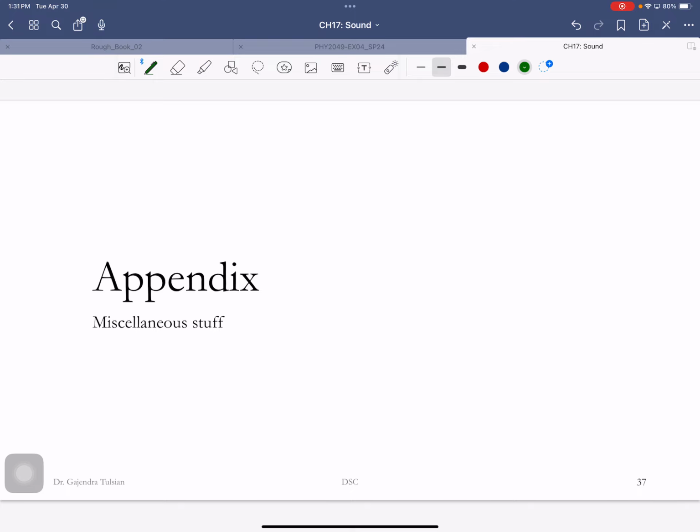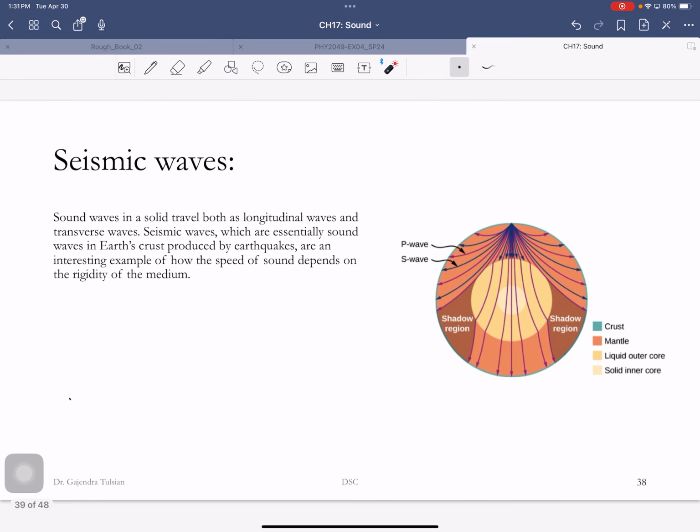So I'll just go over some miscellaneous stuff. Earthquakes are sound waves, seismic waves are sound waves. So here's an earthquake that happened, it sends out energy. And you see this wave is traveling through the earth like that. P waves are longitudinal waves, and S waves are transverse waves.